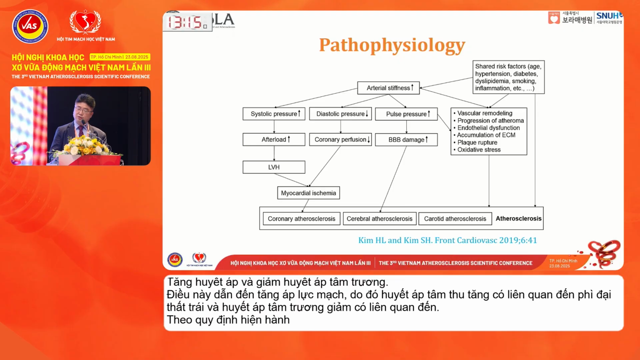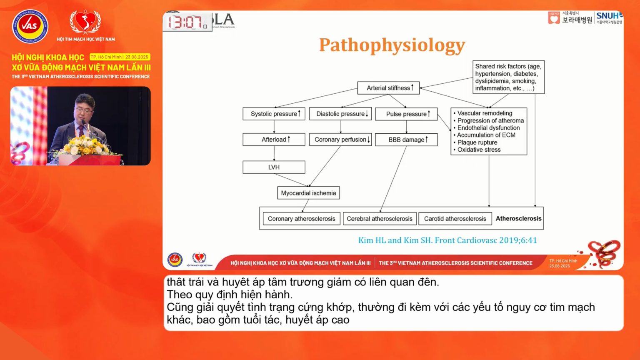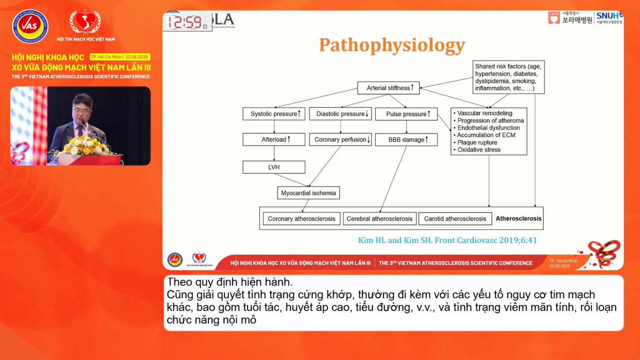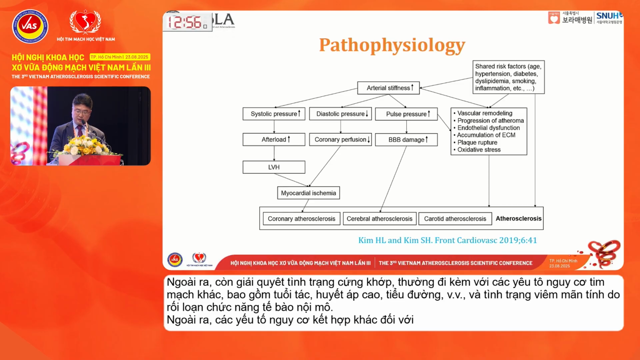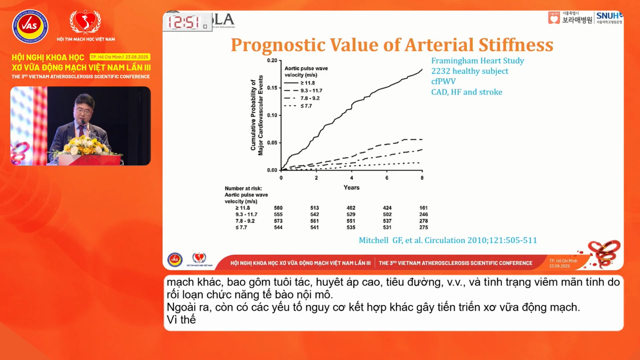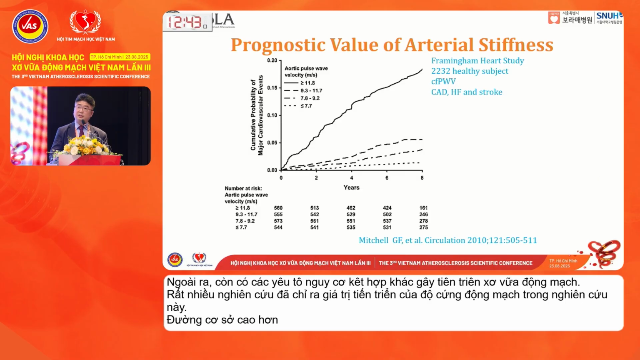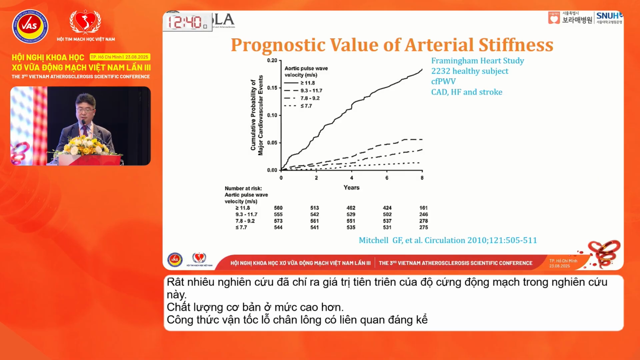Also, arterial stiffness is usually accompanied by other cardiovascular risk factors, including age, high blood pressure, and diabetes, and so on. And chronic inflammation and endothelial cell dysfunction are also combined risk factors for atherosclerosis progression. So many studies showed the prognostic value of arterial stiffness. In this study, a higher baseline level of carotid femoral pulse velocity was significantly associated with a higher incidence of cardiovascular events in the Framingham Heart Study.